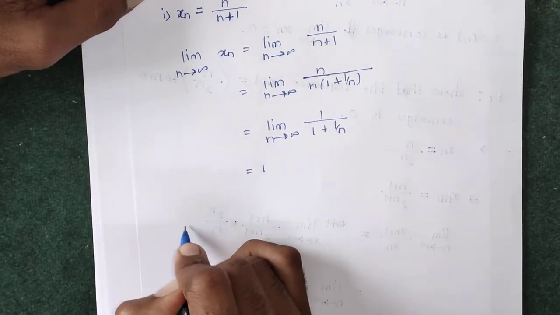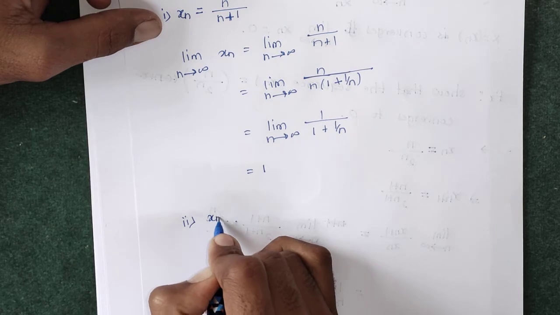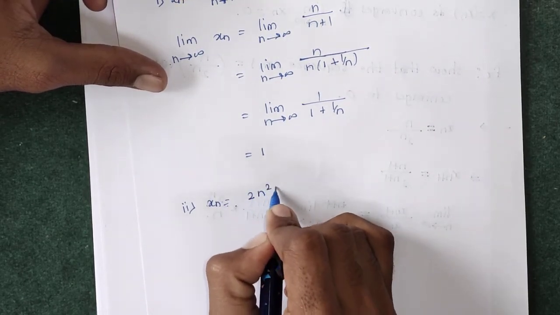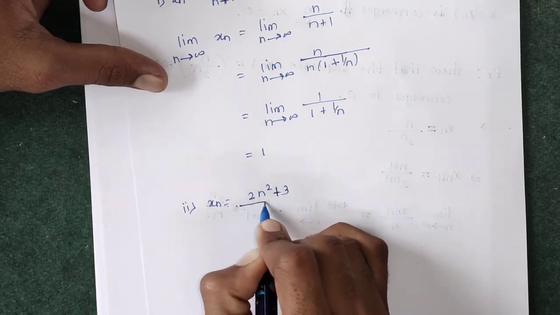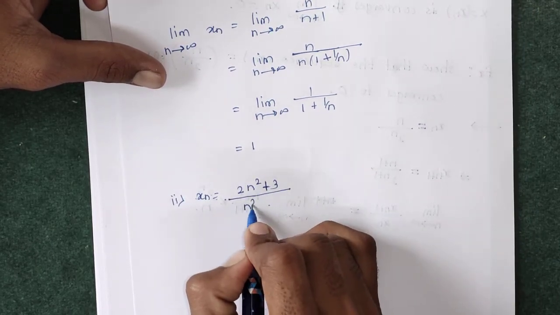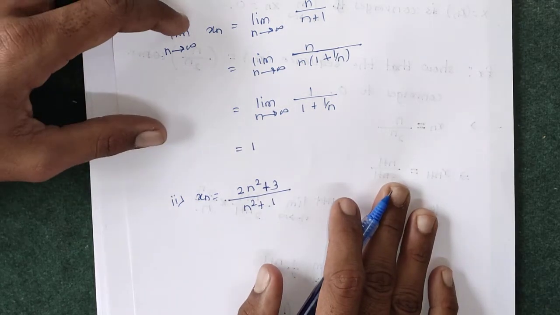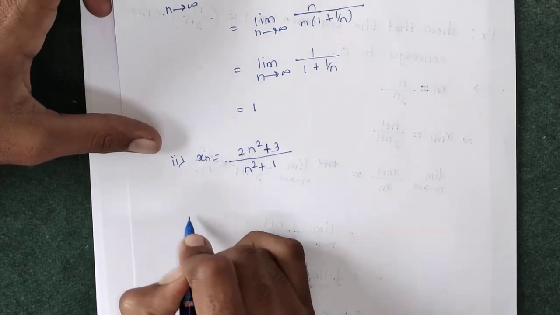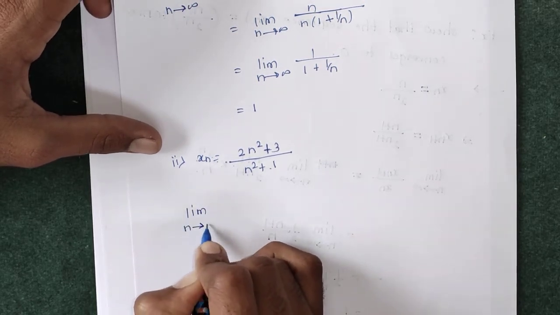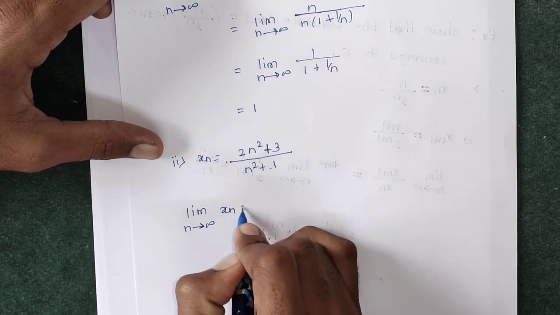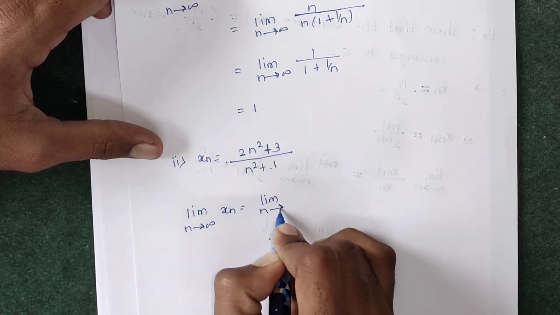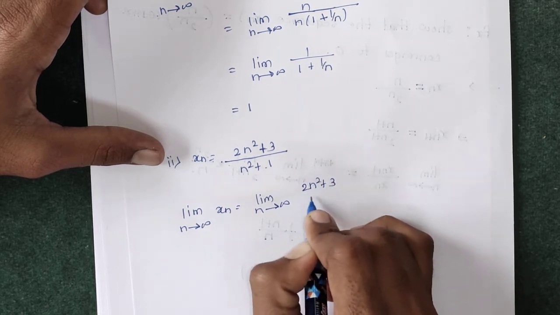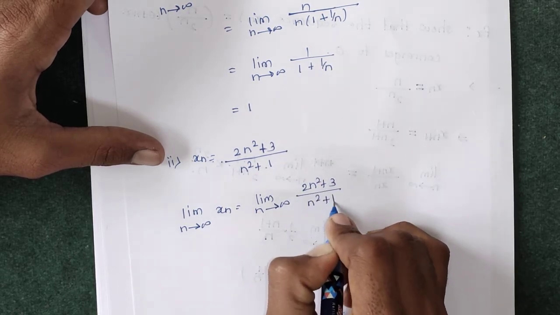Now the second sequence xn is given as, suppose, xn equals 2n square plus 3 divided by n square plus 1. To find the limit of the given sequence, the limit as n tends to infinity of xn equals the limit as n tends to infinity of 2n square plus 3 divided by n square plus 1.